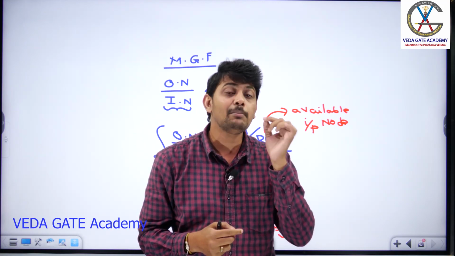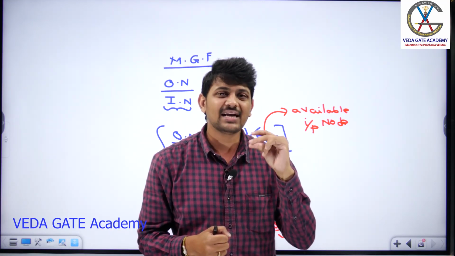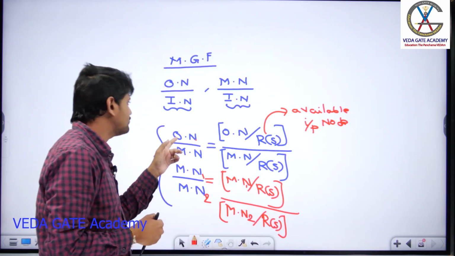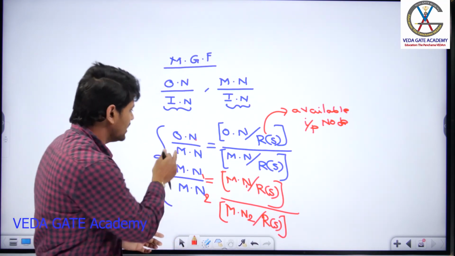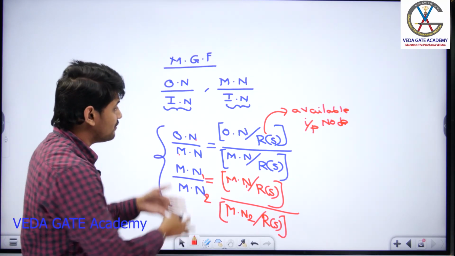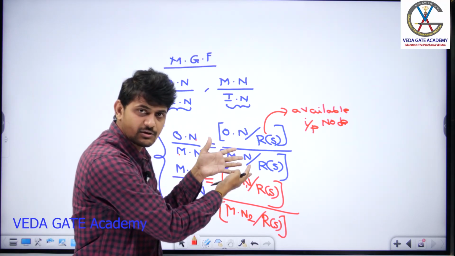So the conclusion I would like to say from this session is, you need to understand the limitation of Mason's gain formula. The limitation is, I cannot directly apply Mason's gain formula if the denominator is not an input node. That means if the denominator is a mixed node, then I cannot apply Mason's gain formula. For that, what is the procedure? This is the procedure we have discussed.